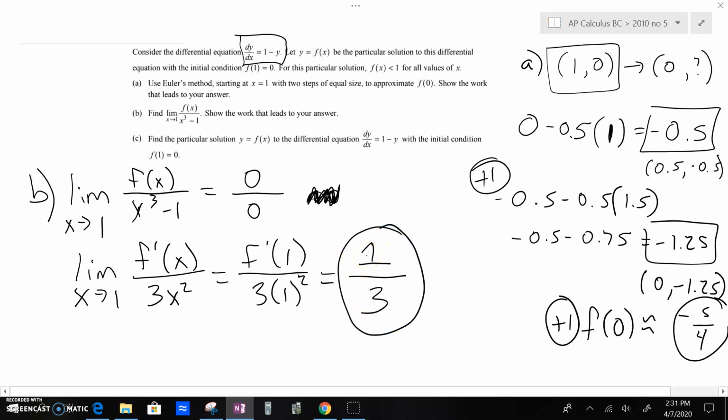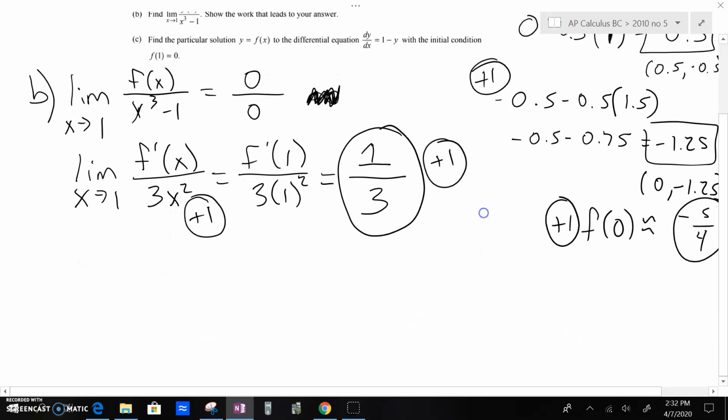Applying L'Hopital's rule, showing that you're taking a derivative of the top and the bottom is a point, and then plugging in and solving is a point. And so you get 2 points for each of those, and 2 points for the steps on the front, or for part A and part B. So that gives us 4 points total, which means part C is going to be 5 points.